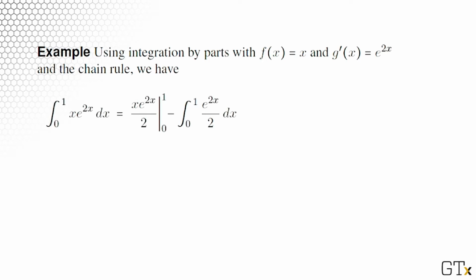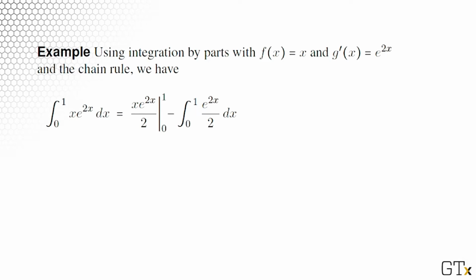And then we'll also use the chain rule as well. So, the integral of x times e to the 2x. You can see that I'm associating x with f of x and e to the 2x with g prime of x. When you use integration by parts, one of the tricks is just figuring out what's the f of x part and what's the g prime of x part.